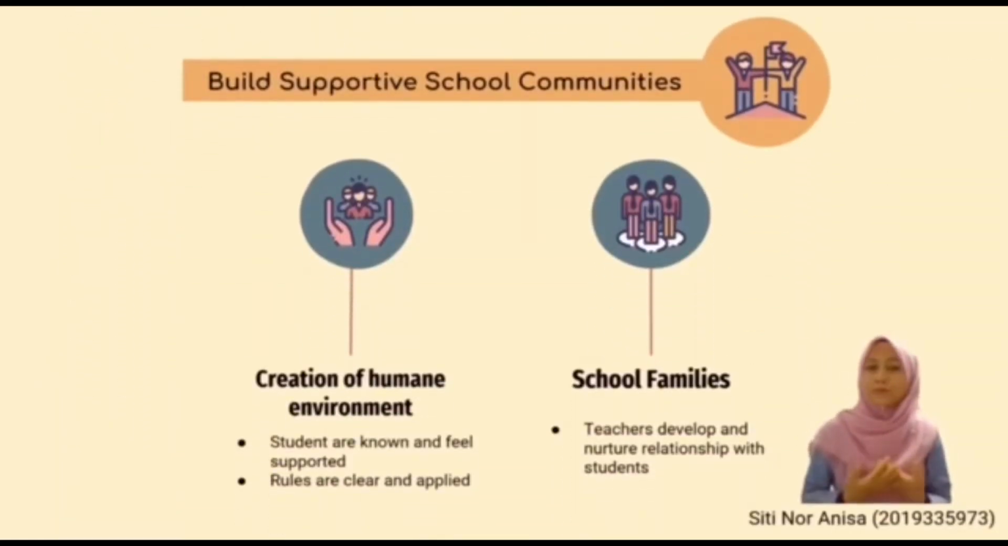Firstly is building supportive school communities, such as the creation of a human environment. Making open communication with the students is an important step to keeping them involved in schoolwork, friends, and activities. By doing this, students are known and feel supported by their teachers, and this will create a trusting environment among them. This is because when the school makes the rules clear and consistently applies them, students will feel safe, since if they get threatened by some bullies, they know they can rely on the teachers and school system.